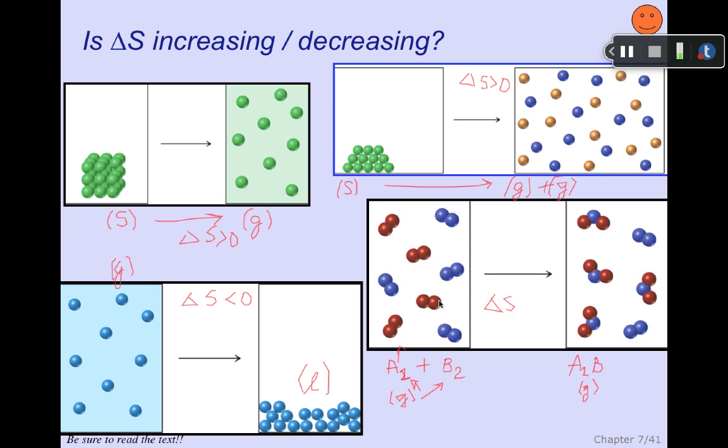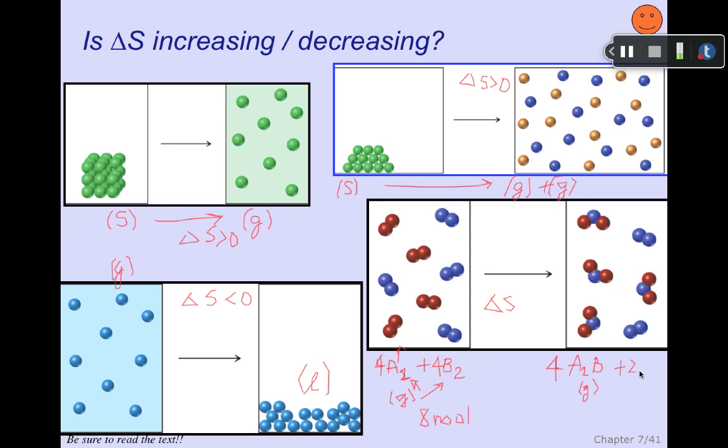And on the left side, we have 1, 2, 3, 4 A2 molecules. And how many B2? It looks like the same number. So there's 4 there as well, for a total of 8 moles of reactants. And on the right side, we have how many then in the products? Well, it turns out there's some extra B2 molecules left over, but whatever the case, there's 4 A2B, sorry, and then 2 B2 molecules left over.